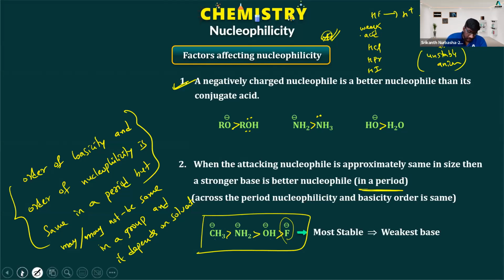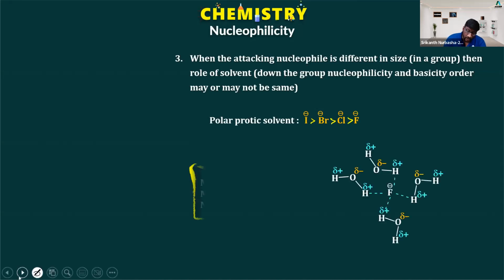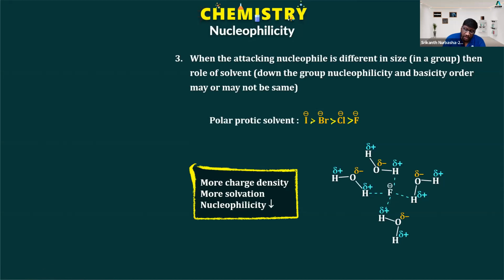Yes. So when the attacking nucleophile is different in size in a group, then the role of solvent you have to take into account. Like polar protic solvent means, what is the order? I minus greater than Br minus greater than Cl minus greater than F minus. So polar protic solvent means I minus is a better nucleophile, and the basicity order is F minus, Cl minus, Br minus, I minus.